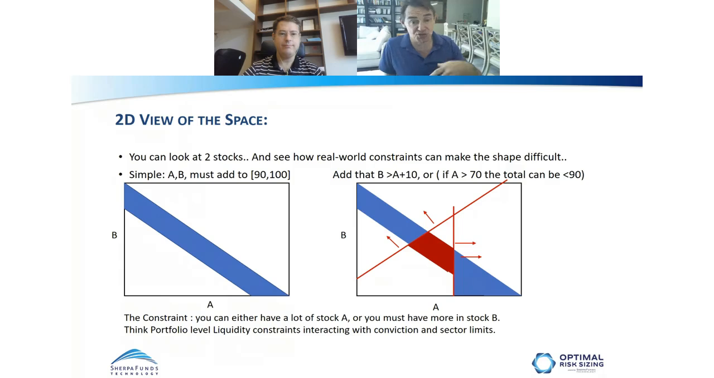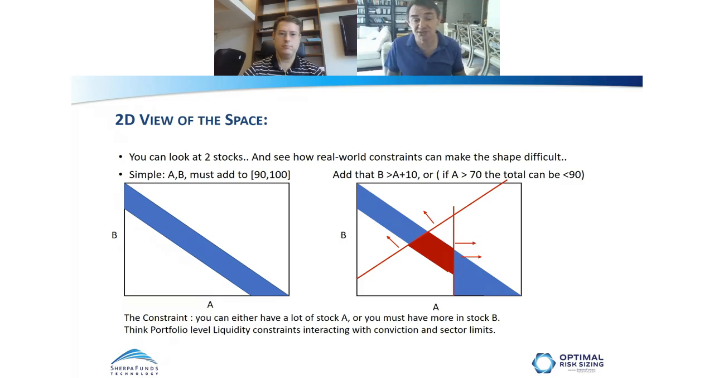So in a very simplistic way, to reiterate this, if it's just 2 assets with very simple constraints, you can see the permissible range on the left-hand box. You say, okay, I've got 2 assets, A and B, and I must have between 90 and 100% invested, right? So I can have up to 10% in cash. So the permissible range is the blue stripe on the left. Then when you start adding these constraints, you can see the shape of the permissible range changes. And you may say, well, is that real?